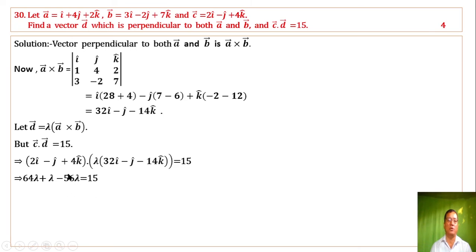Use the scalar product and solve; lambda equals 5 by 3. Put this value in the above equation. The required vector is this.